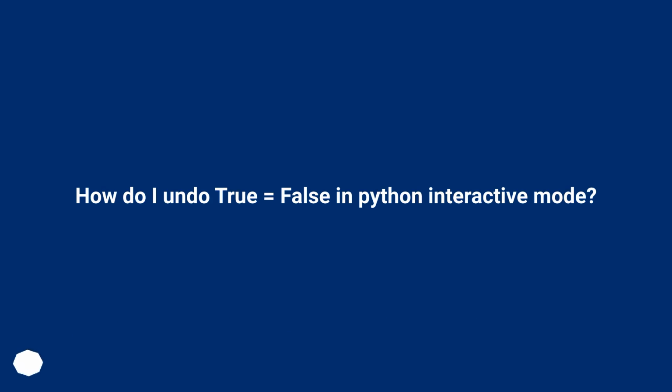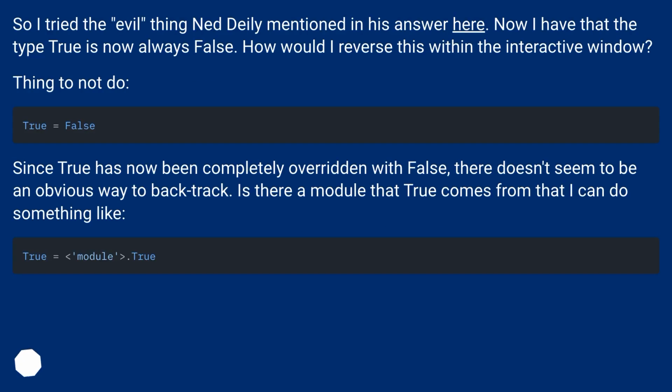How do I undo True = False in Python interactive mode? So I try the evil thing Ned Batchelder mentioned in his answer here. Now I have that the type True is now always False. How would I reverse this within the interactive window? Thing to not do.